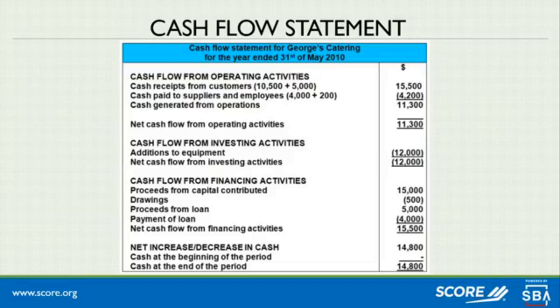And then the simple thing is to just add them up, and you get either an increase or a decrease in cash. And in this case, George Catering Company is in year one, and so they didn't have any cash at the beginning of the period, but they've got $14,800 at the end of the period. In businesses that are ongoing, there's always a beginning cash and an ending cash to see where it is. And let me say, many companies will forecast future cash flows to get a better understanding of it.